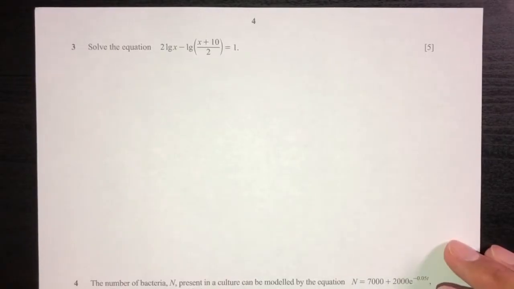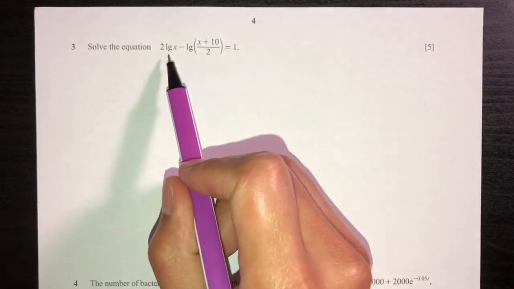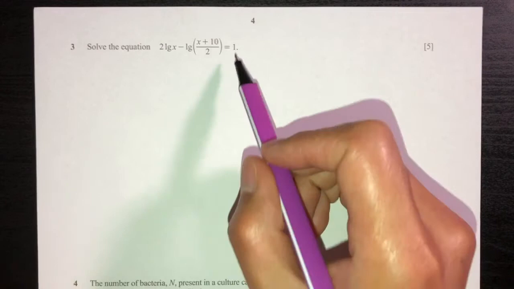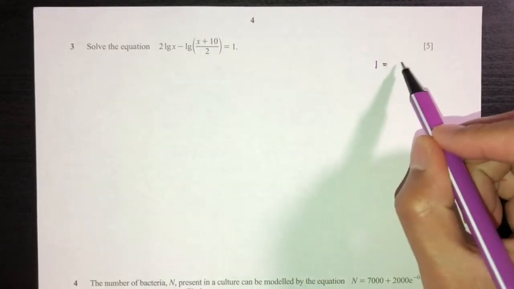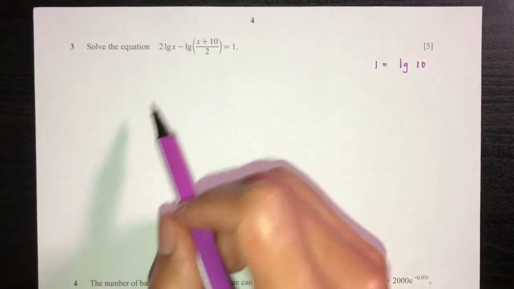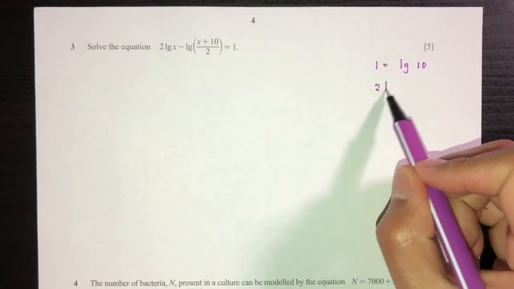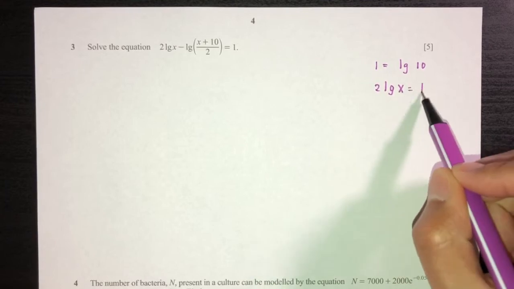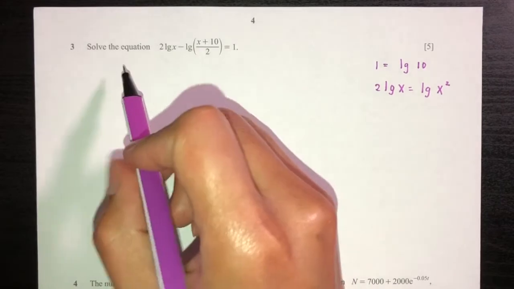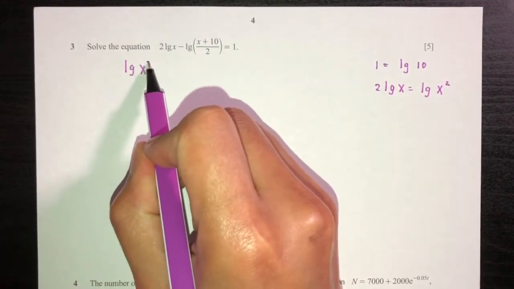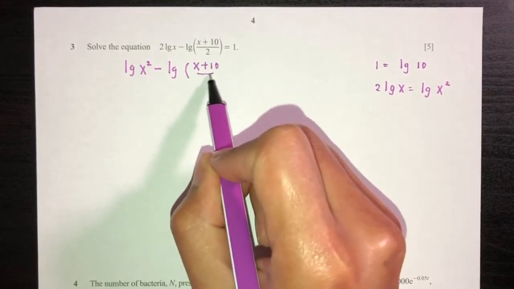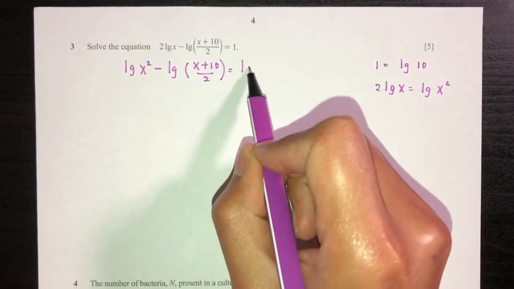Okay, so let's move on to question number 3. So we have 2 log x minus log of (x plus 10) over 2 equal to 1. So what is 1? 1 is equal to log of 10. And what is this? 2 log of x is equal to log of x squared. Now replace this back in the equation, you will have log of x squared minus log of (x plus 10) over 2 equal to log of 10.